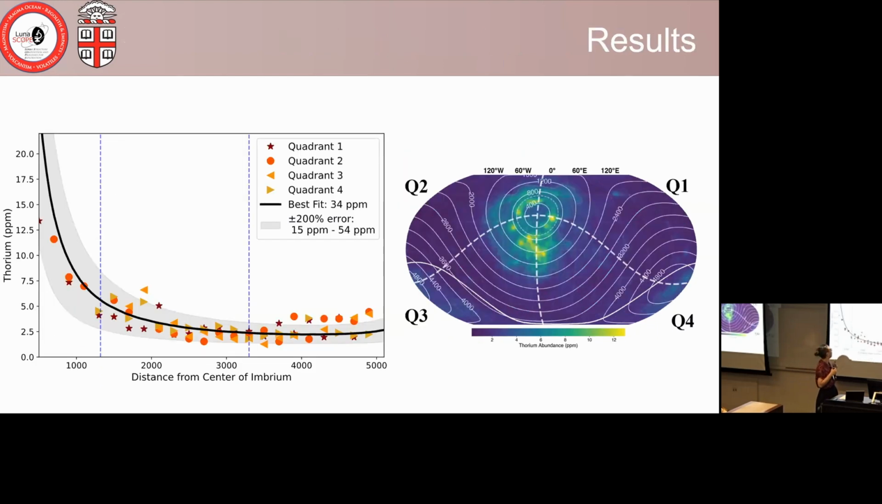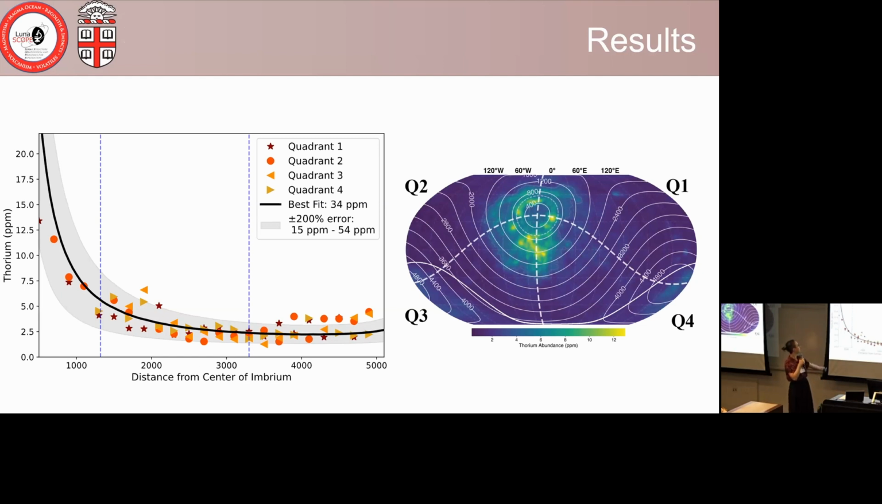Once we do that, we find that the best fit for the thorium abundance of the Imbrium primary ejecta is 34 parts per million, which is quite a bit higher than anything that you see on the Lunar Prospector gamma ray spectrometer map.